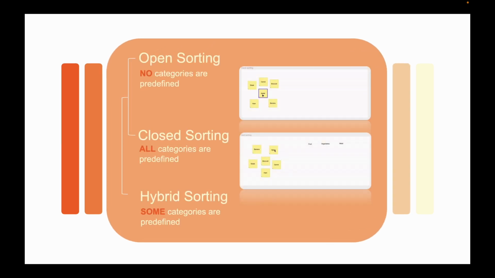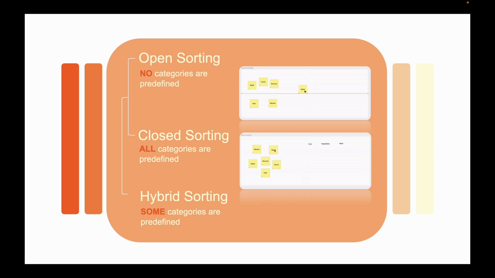But how your participants label their cards will depend on whether you're running open, closed, or hybrid sorting. For open sorting, participants will organize or categorize information or items in groups and then label the groups. This is the most flexible option. For closed sorting, they must arrange cards into existing categories, and for hybrid, researchers combine open and closed sorting together.